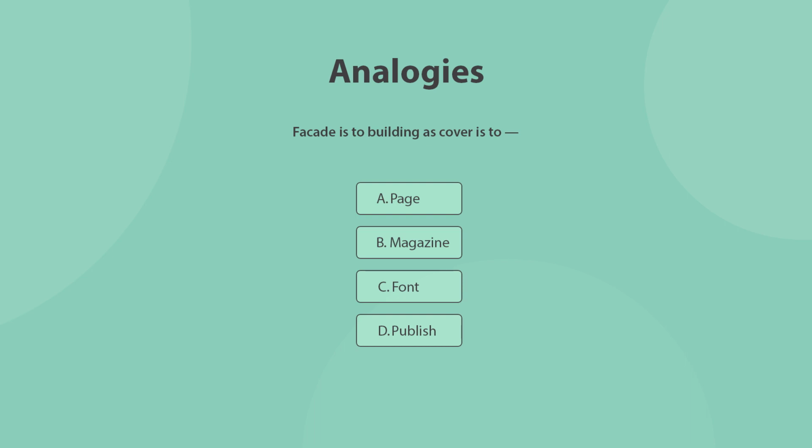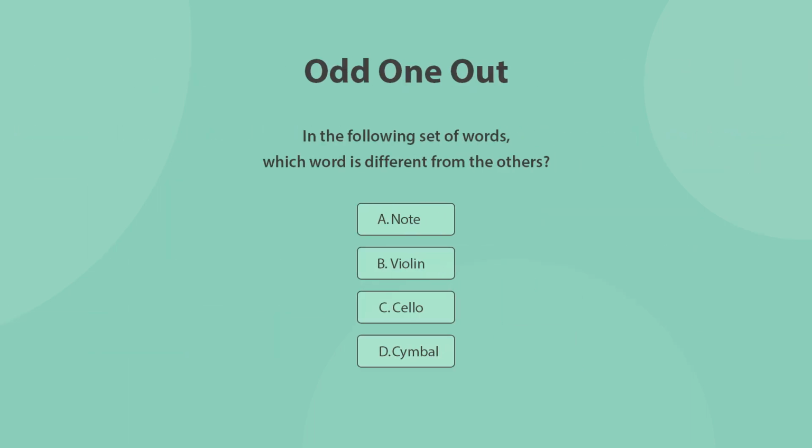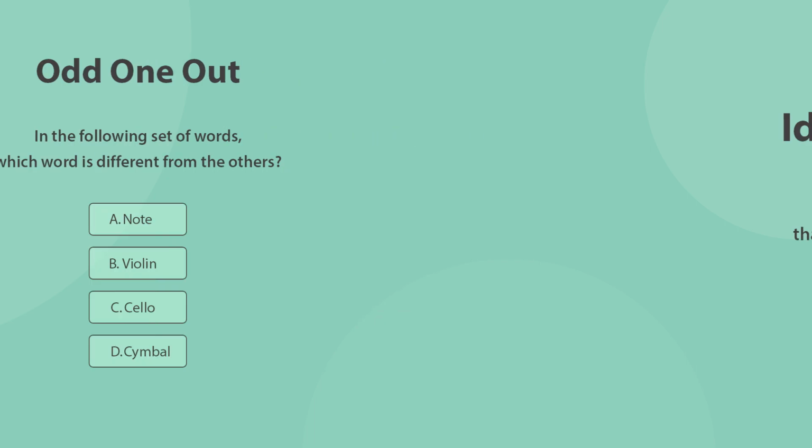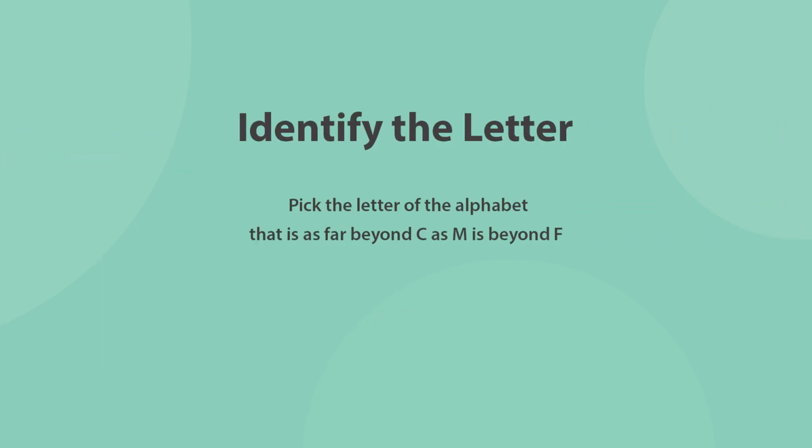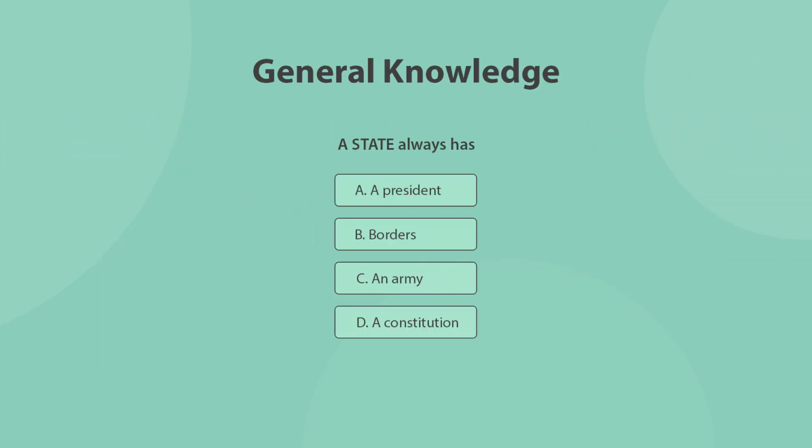The verbal reasoning portion of the test assesses your verbal comprehension abilities using deductive and inductive methods. Questions may include analogies, odd one out, identify the letter, and general knowledge questions.